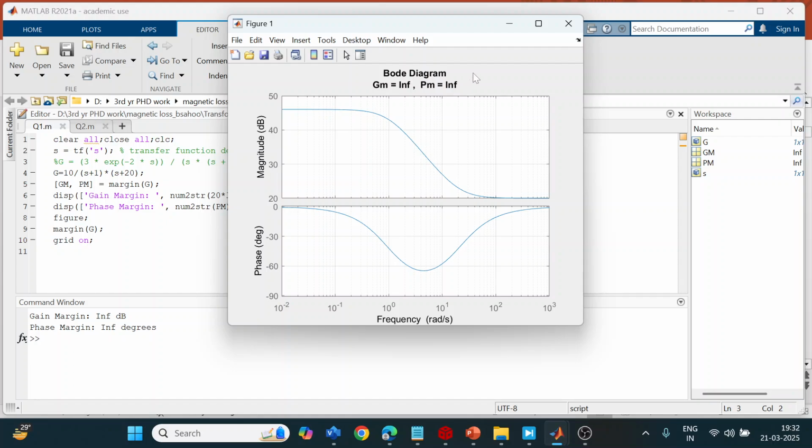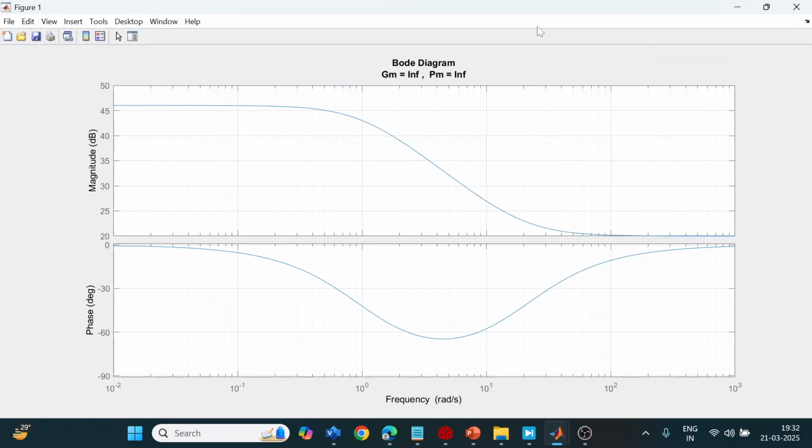You can see the gain margin you're getting directly. The gain margin is infinity and the phase margin is infinity. What is the meaning of that? Gain margin is infinity means the gain crossover frequency does not exist. Phase margin is infinity means the phase crossover frequency does not exist. It means your system is providing infinite gain and infinite phase margin, so basically you cannot say anything about the stability of the system. You cannot conclude anything.